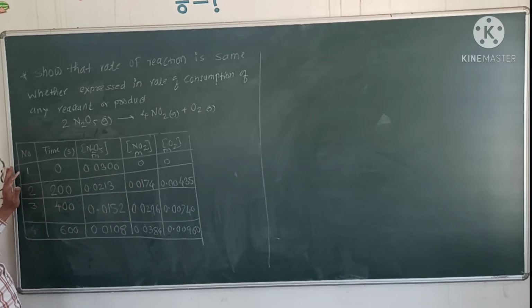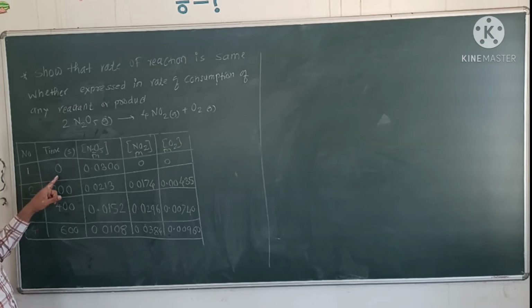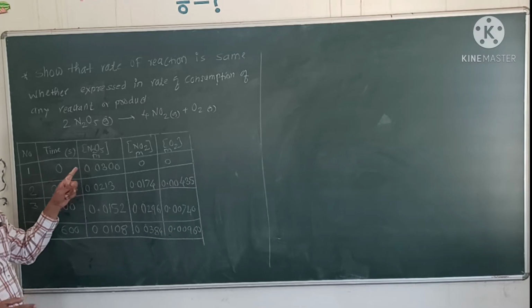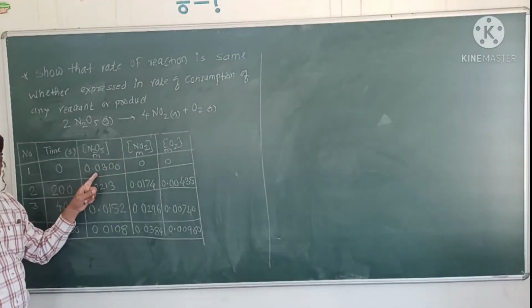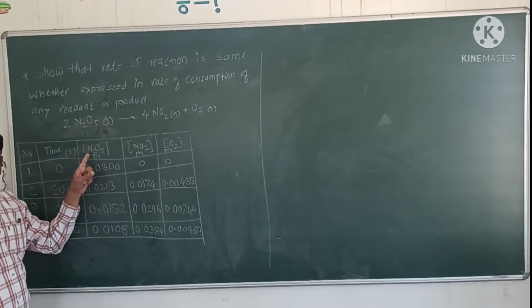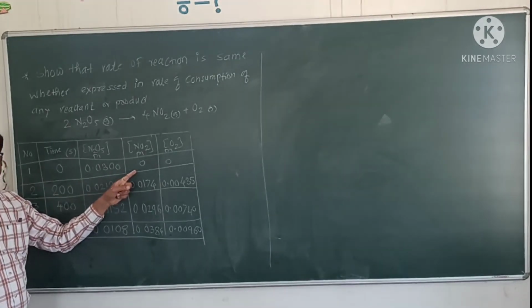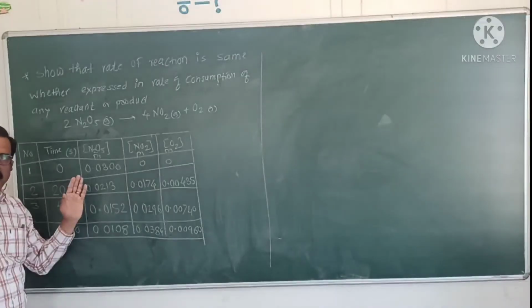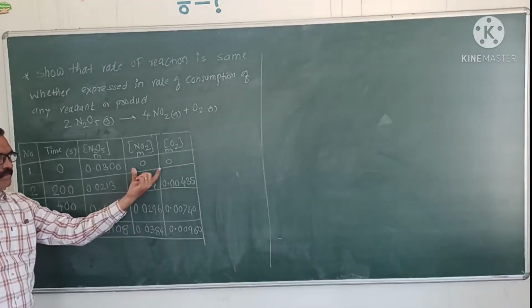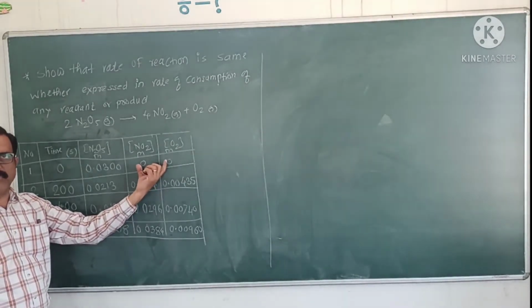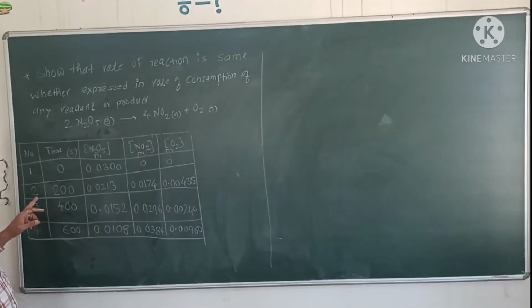Suppose observation number 1, when time is equal to 0 seconds, that is initially, the concentration of reactant is equal to 0.3 moles. At 0 time, before the start of the decomposition reaction, the concentration of each product is equal to 0 moles and 0 moles.